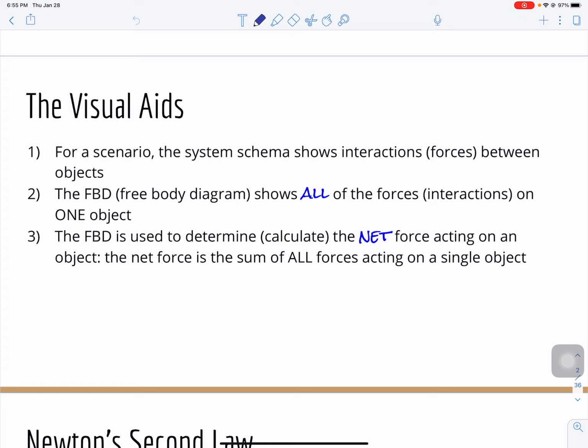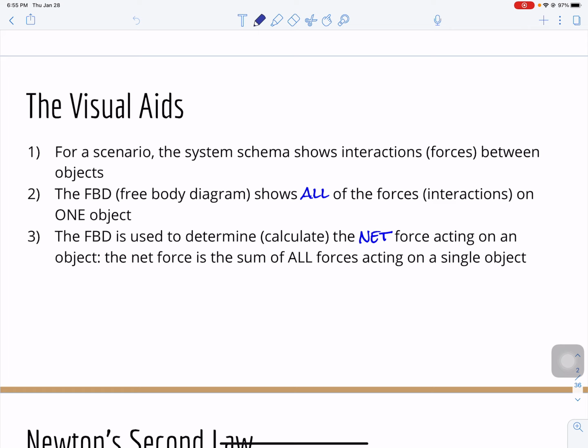So the first one we looked at is that you can look at a scenario where you have multiple objects. We create a system schema, that's the one with the bubbles, and it shows interactions or forces between all of the objects in a particular situation. From the system schema, we choose a single object to analyze, and we create a free body diagram, or FBD. And this shows all of the forces or interactions acting on a single object. Now, this last one we haven't done yet.